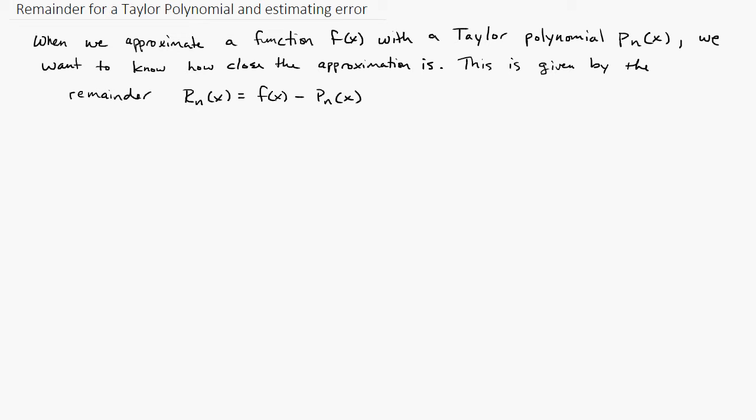So when we approximate a function f of x with a Taylor polynomial, we typically want to know how close the approximation is. This is given by the remainder, Rn of x, which is just the difference between the function and the Taylor polynomial. Okay, so we want to somehow estimate this remainder.